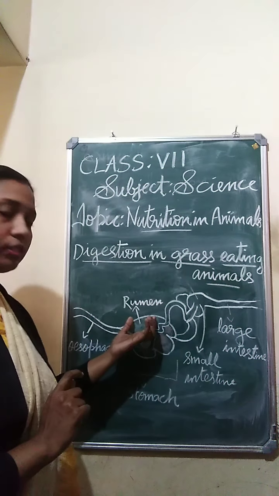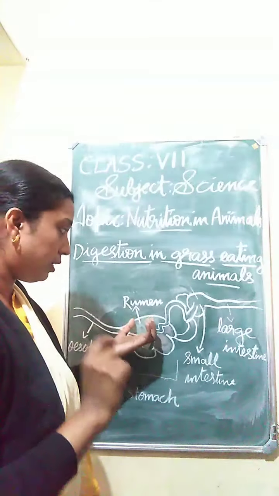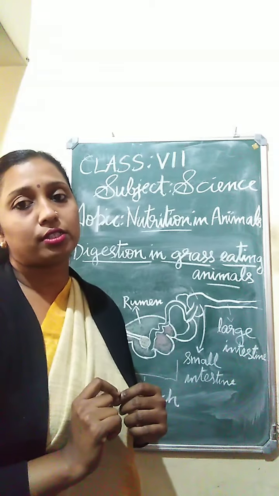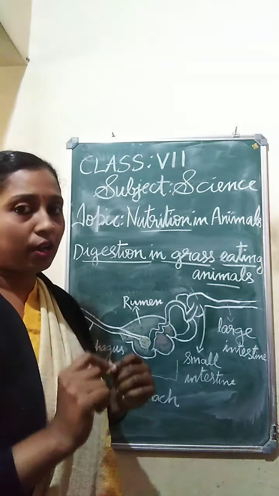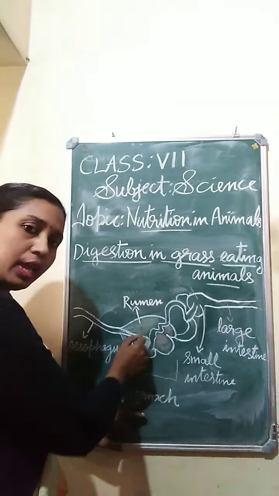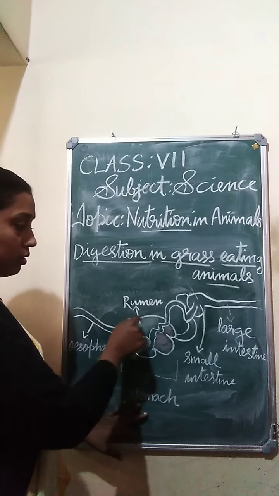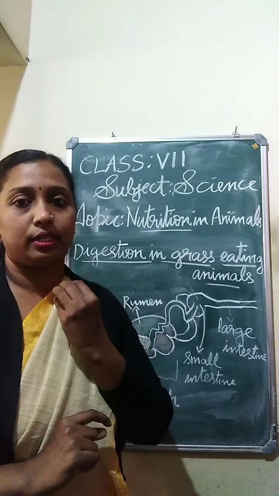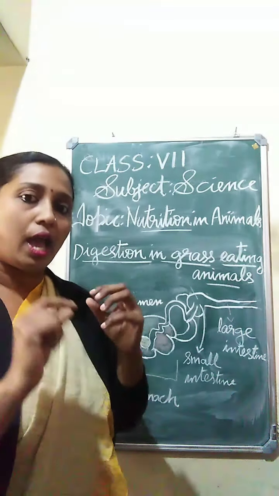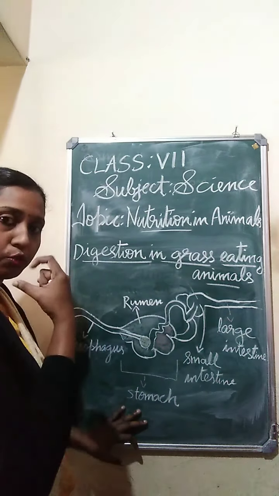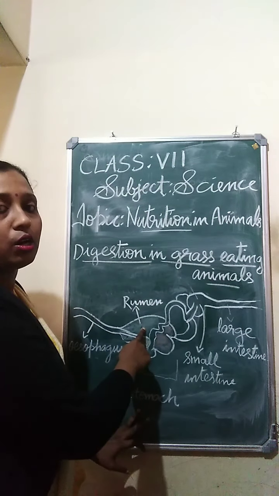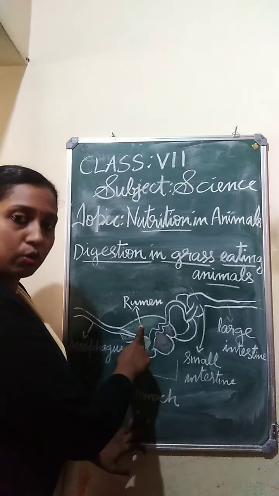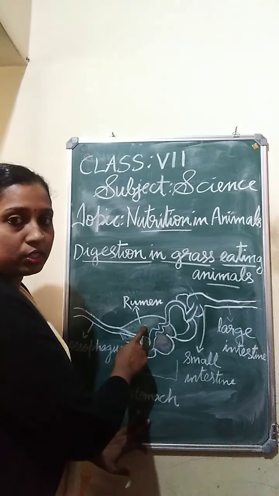So from the esophagus, the food reaches the rumen, and inside the rumen, the food is partially digested, and that partially digested food is called cud. After some time, this cud again returns back to the mouth itself, and the animals chew that cud. After chewing, the food comes back to the rumen, and the food is digested here for some time.